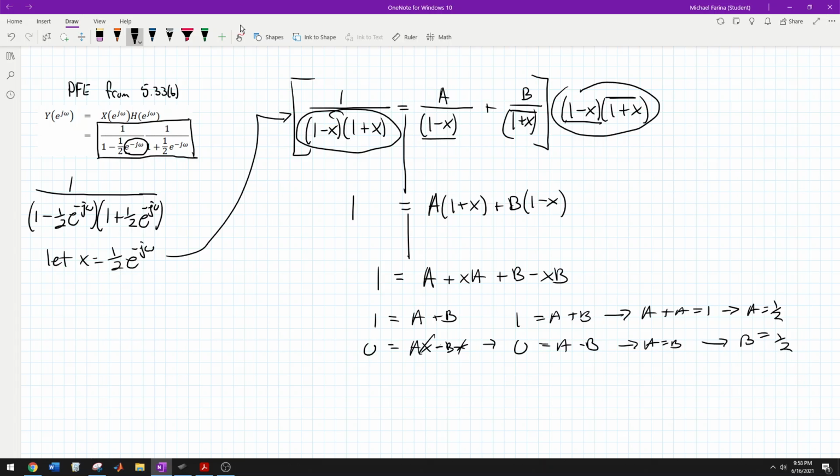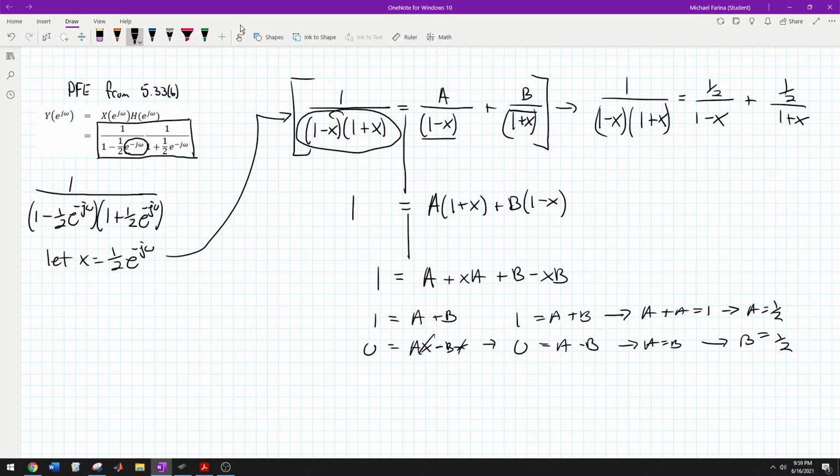So now that we know a and b, we can clean some of this up, and then we can go, well, 1 over 1 minus x times 1 plus x is equal to 1 half over 1 minus x plus 1 half over 1 plus x.